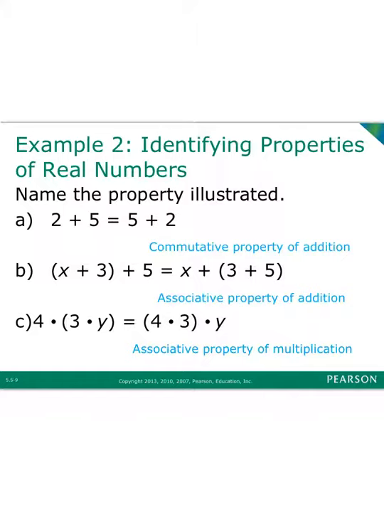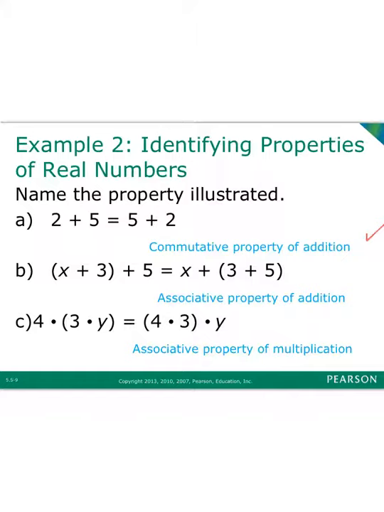Now we're going to work a few problems. For part A, name the property illustrated. So here I have 2 plus 5 is equal to 5 plus 2. I'm just rearranging numbers in the addition, so it must be the commutative property of addition.